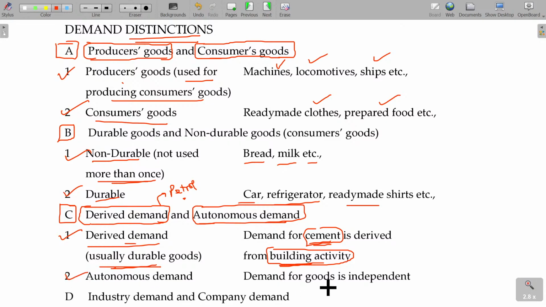Autonomous demand, demand for goods is independent, right? So you don't have any impact from any other things.